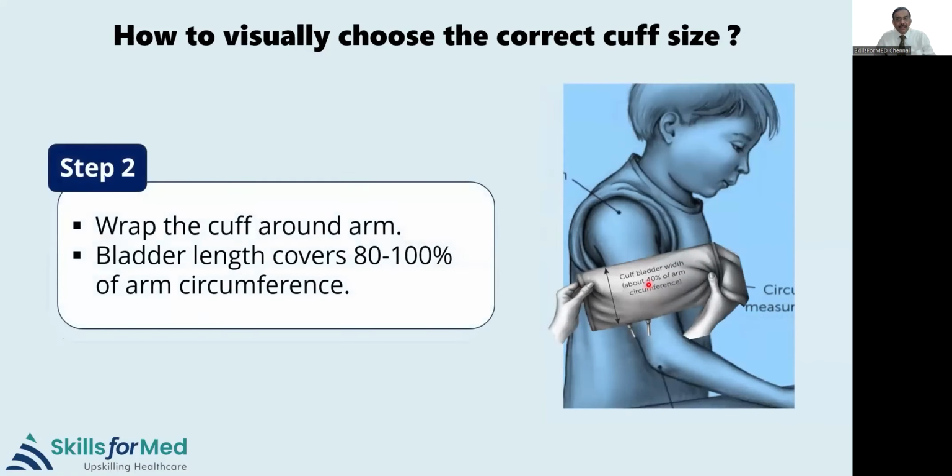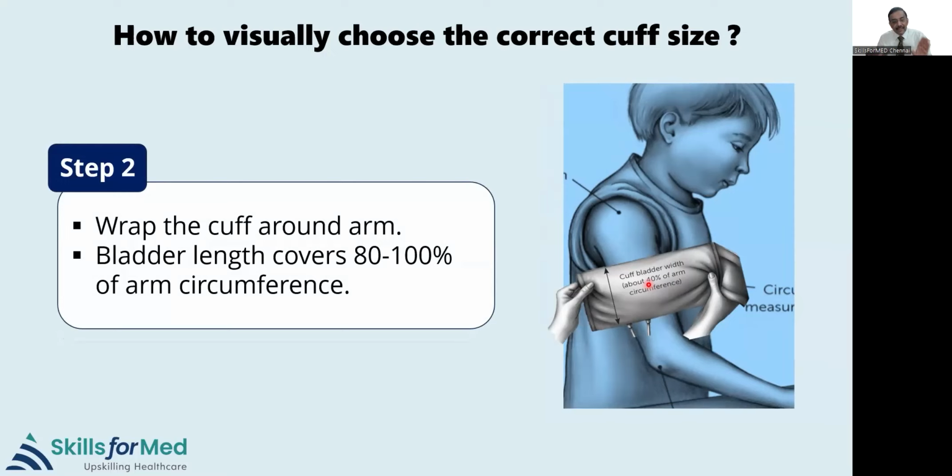Step 2 is now hold the cuff like you usually do and just wrap it around the arm. The bladder should cover almost the full circumference of the arm, 80 to 100%. The bladder should cover. So that is the second step. Okay, the first is the length. You fold it over the arm. That lengthwise fold should cover almost half of the arm circumference.